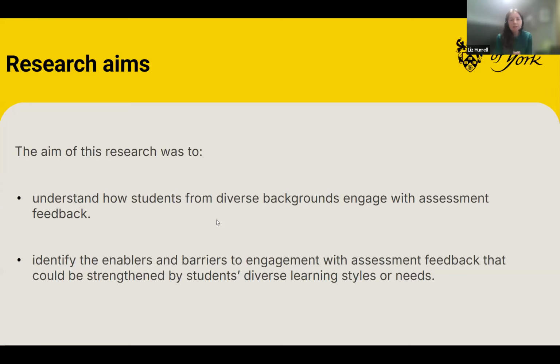So the aims of the research were to understand how students from diverse backgrounds engage with assessment feedback, and really to identify the enablers and barriers to that engagement with their feedback, and to understand how students with diverse learning needs or diverse learning styles were engaging, so that we could get a better picture of how our students are dealing with their feedback.